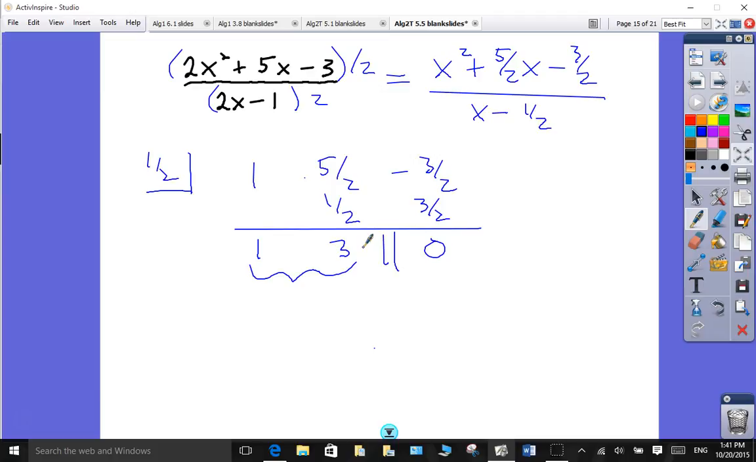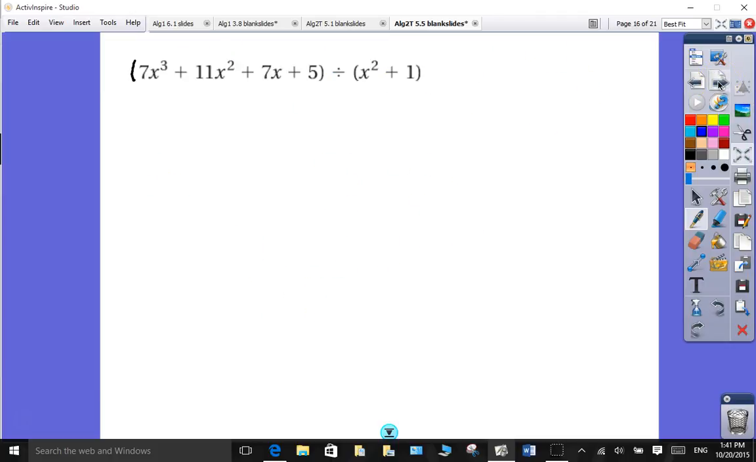Say again? X plus 3, right? If we started with a squared here, we would get a polynomial one less power, and that would make it an x. So x plus 3. And I think I got what I have left.